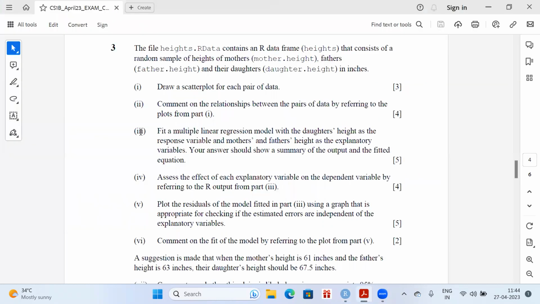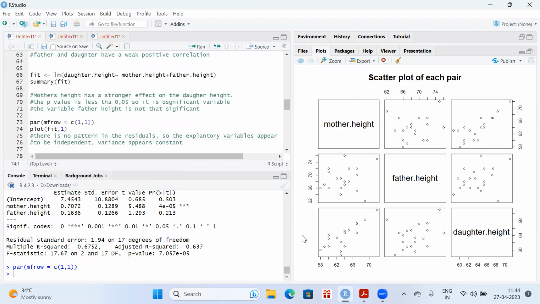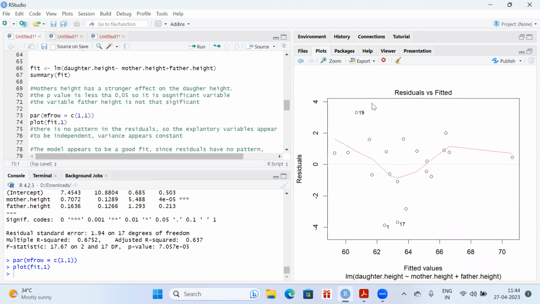Next, it says plot the residuals of the model fitted in part 3 using a graph that is appropriate for checking the estimated errors are independent of the explanatory variables. So the first plot we see is residual versus fitted. It does not follow any trend. There's no trend. There are some outliers in the data.